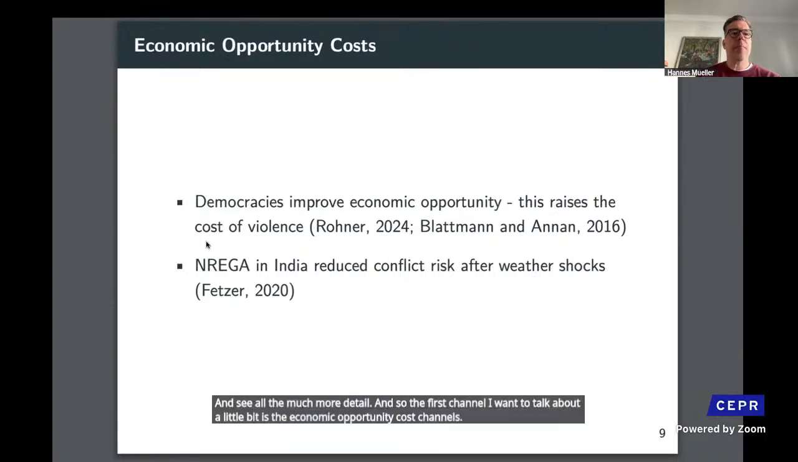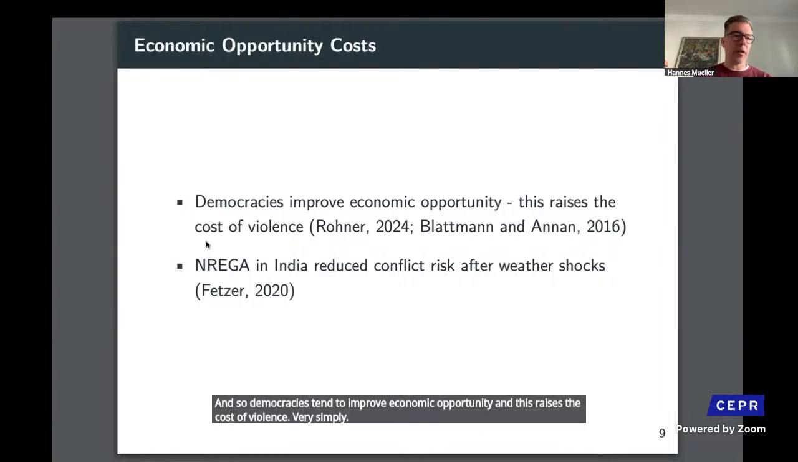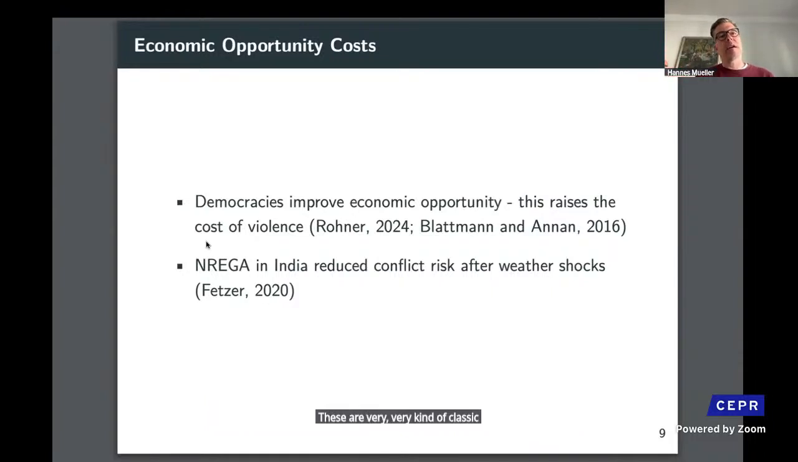And so democracies tend to improve economic opportunity, and this raises the cost of violence. Very simply, actually, this is in both models, in the rent-seeking model and in the negotiation model. These are very classic triggers of lowering conflict.